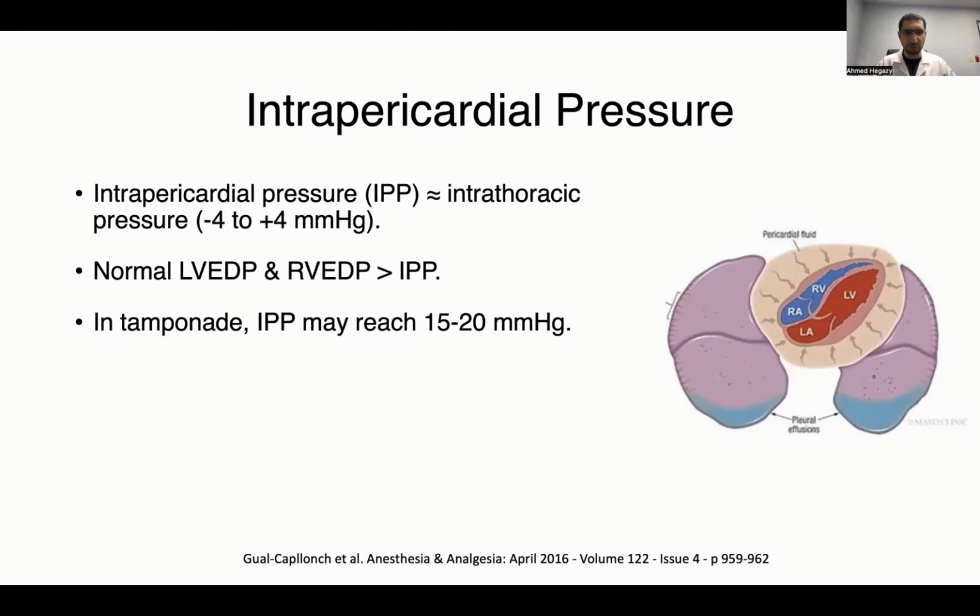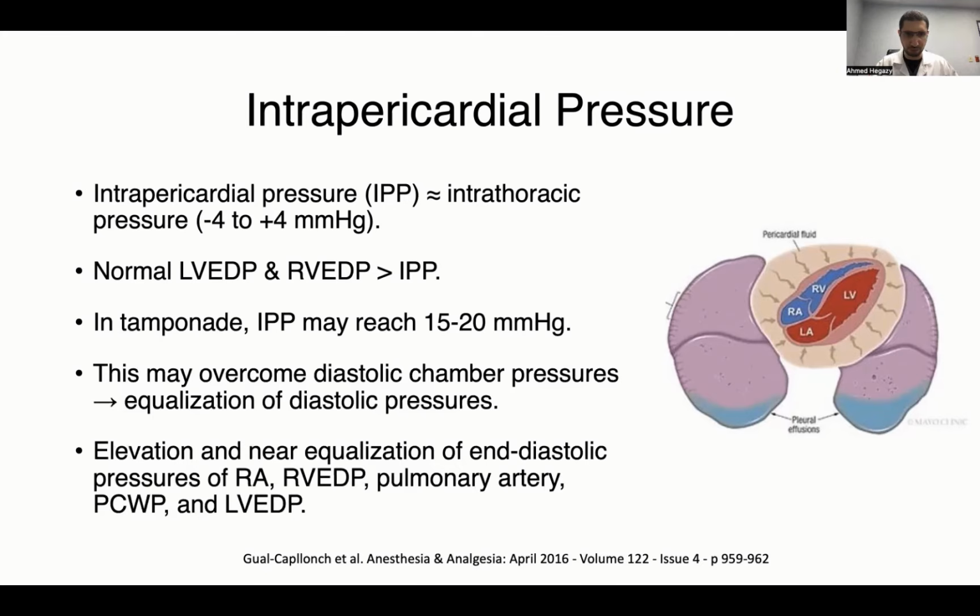Now, the intrapericardial pressure normally tracks the intrathoracic pressure. And it normally fluctuates anywhere from -4 to +4 millimeters mercury. Normally, the intrapericardial pressure is much lower than the left ventricular end diastolic pressure and the right ventricular end diastolic pressure. However, in cases of tamponade, the pressure will build up in the pericardium, and the intrapericardial pressure may reach as high as 15 to 20 millimeters mercury.